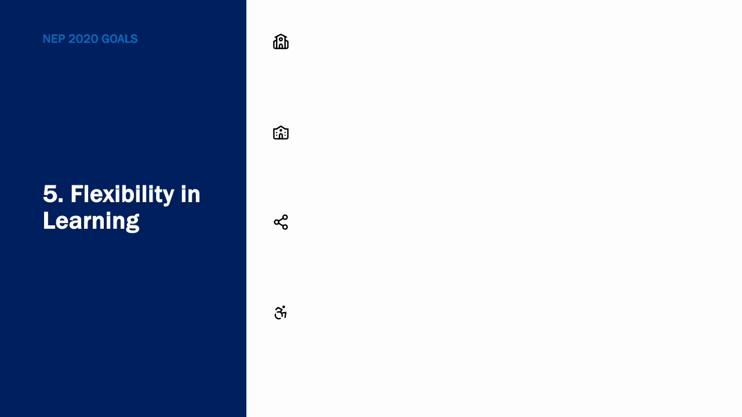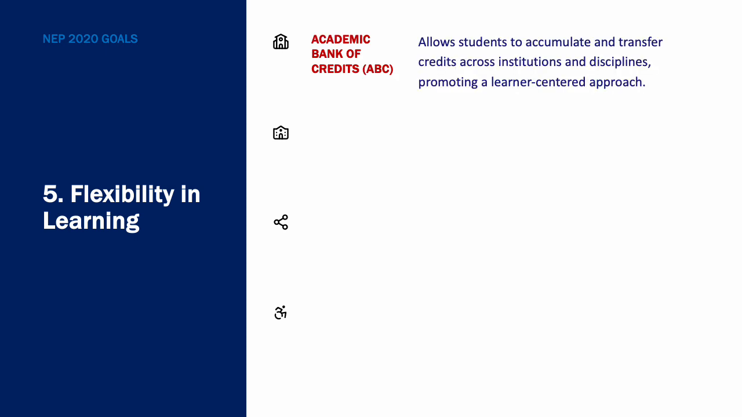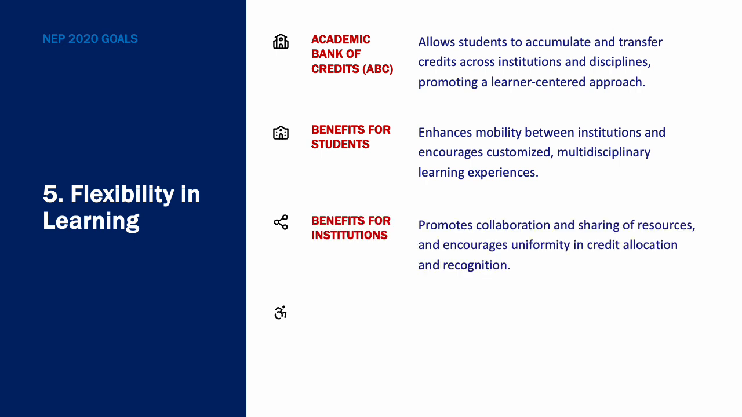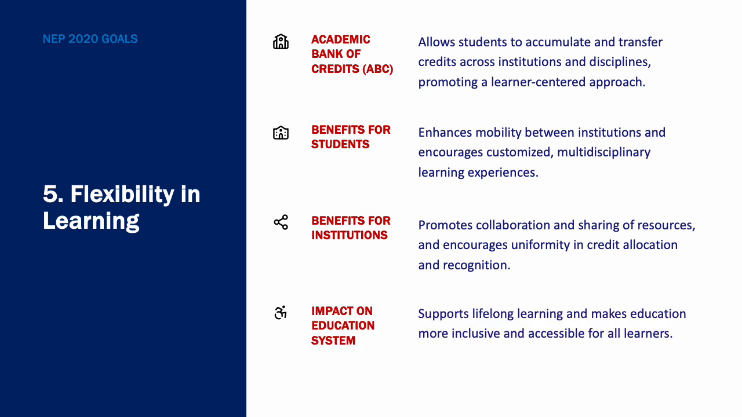Flexibility in learning is another key feature of NEP 2020, which introduces the Academic Bank of Credits. It allows students to accumulate and transfer credits across institutions and disciplines. The goal is to provide a learner-centered education system where individuals can customize their learning journey. Such flexibility makes education inclusive and adaptable, catering to diverse learning needs while promoting interdisciplinary learning.